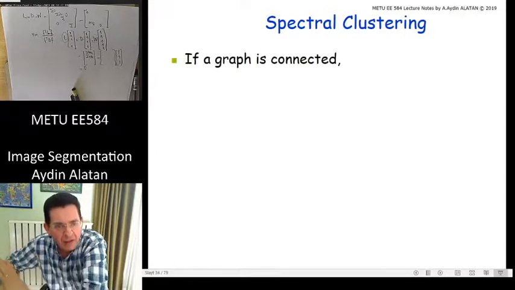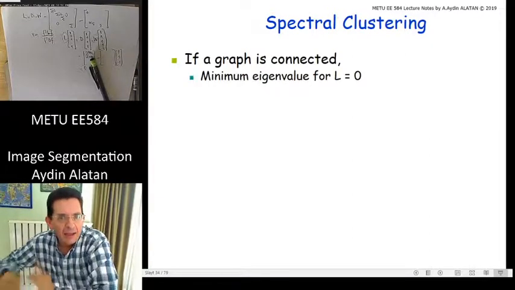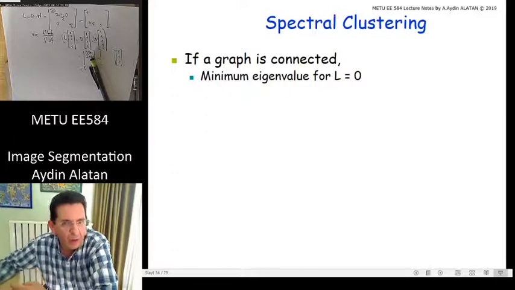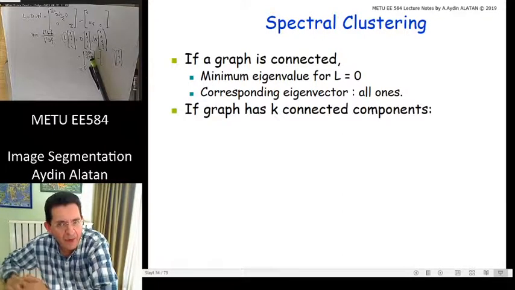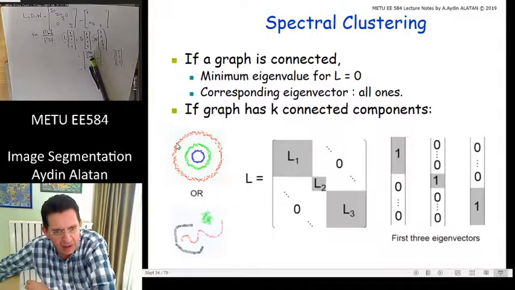Okay, now if the graph is connected as I have shown you here, the minimum eigenvalue lambda is equal to 0, the Laplacian is equal to 0, therefore we have an eigenvector of constant ones, and that's one thing we have learned. This is useless for us because it simply says everything is one graph. Now, the concept is if we have k connected components like here, let's assume, for example, these kind of things, all of them are connected, but they are disconnected from these green ones. Green ones are disconnected from the blue ones.